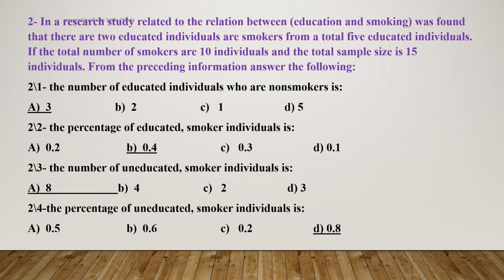Another example: in a research study related to the relation between education and smoking, it was found that 2 educated individuals are smokers from a total of 5 educated individuals. If the total number of smokers is 10 individuals and the total sample size is 15 individuals, from the preceding information answer the following. In this example, we are interested in 2 variables, education and smoking, so we would use a bivariate frequency table.